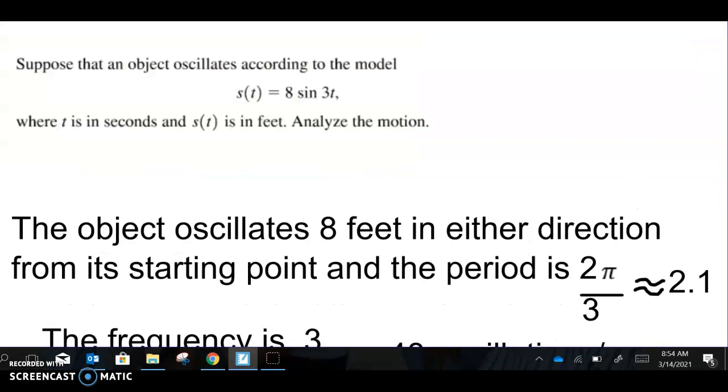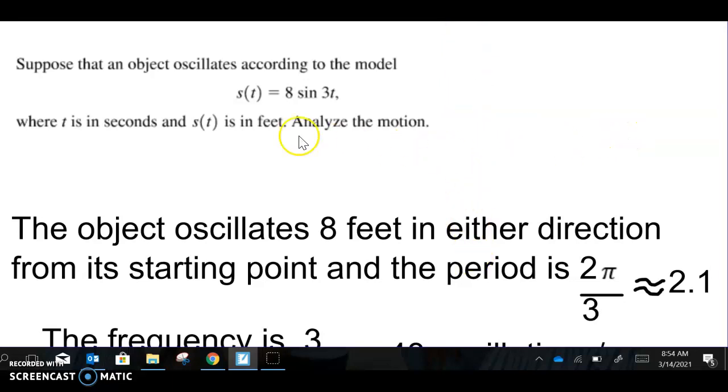Oftentimes in your homework, I'm just going to give you the equation, or the book problems already have the equation there. They say an object oscillates according to this model. Analyze the motion. That means tell me the period, tell me the frequency. The object oscillates 8 feet in either direction from its starting point. I know that from the number 8. It starts somewhere, it goes up 8, down 8, and back to the beginning.